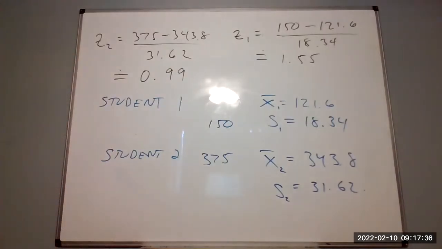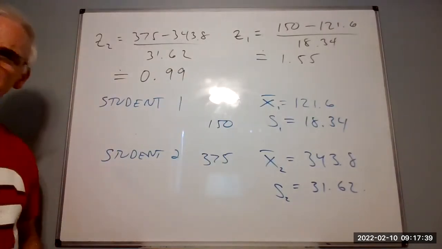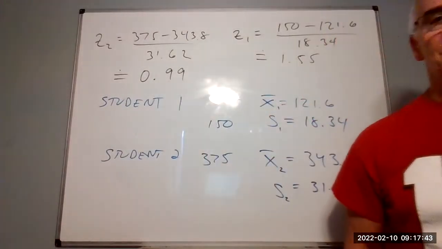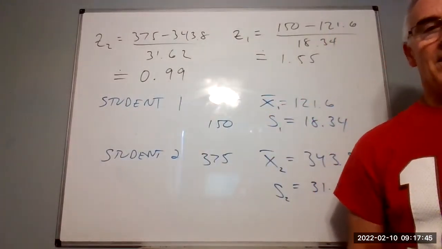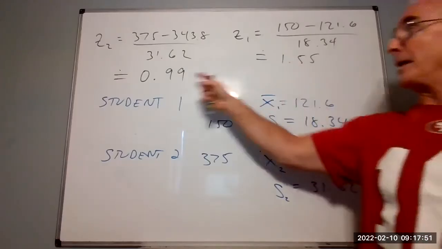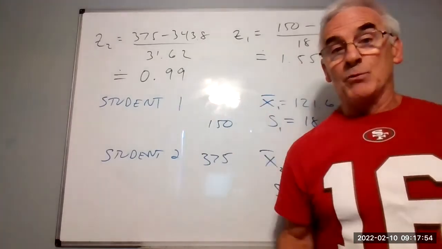Huh. Well, that makes this conclusion fairly simple, doesn't it? Relative to their class, who did better on this test? Student 1 or student 2? Student 1. Student 1, their Z-score put them way up higher. See, it would be really difficult.